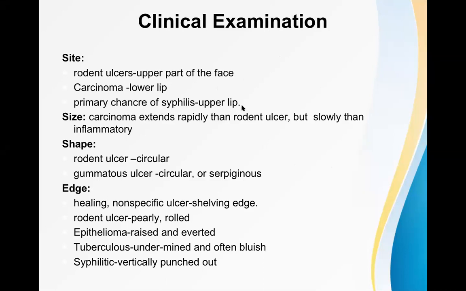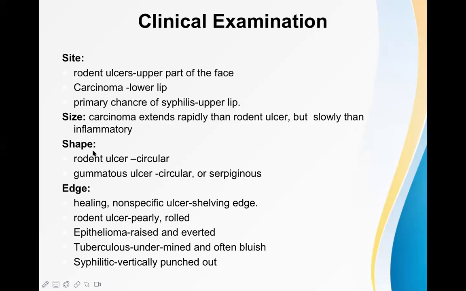It can be seen in the upper lip, especially if there is a history of oral sex, because this is a type of sexually transmitted infection, and this primary chancre of syphilis occurs on that site which is exposed in the beginning. But much more commonly, it occurs in the genital area. In case of oral sex only, it is present in the upper lip.